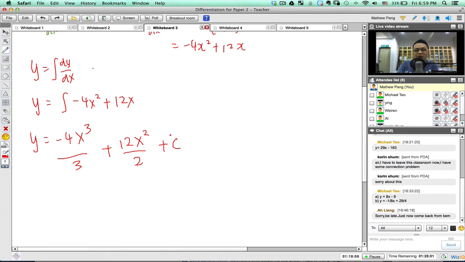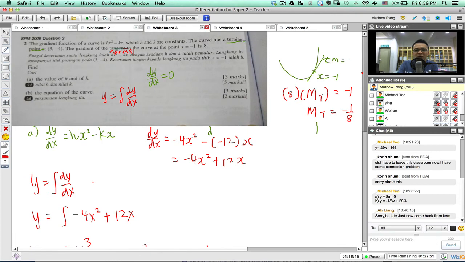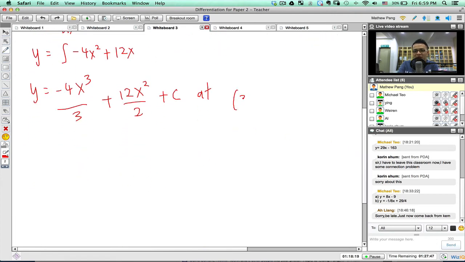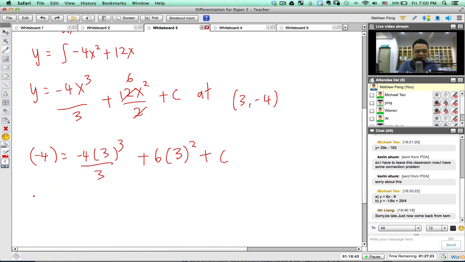Alright, the next mission is to find c, so you need to have the coordinate. The curve passes through the coordinate 3, negative 4. I can simplify, and this one becomes 6. So I want to find c. Negative 4 equals negative 4 times 3 cubed over 3, plus 6 times 3 squared, plus c. Of course, if you have a calculator, it will be better for this one. Let me simplify: this is 9, negative 36, and this is plus 54, plus c.